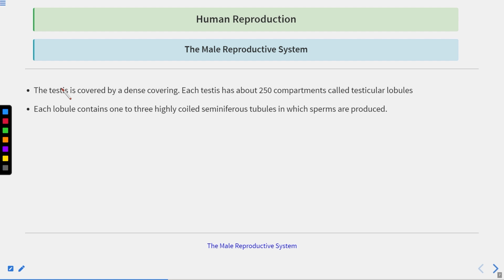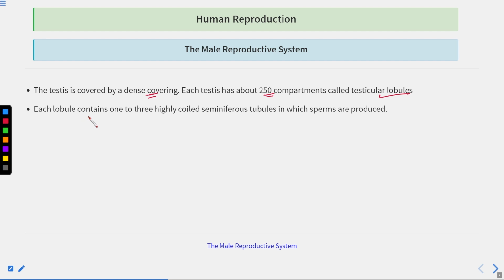Now testes, let's talk about the testes. The testes are covered by a dense covering, and each testis has about 250 compartments, which are known as the testicular lobules. So each testis consists of 250 testicular lobules. It is made up of lobules.